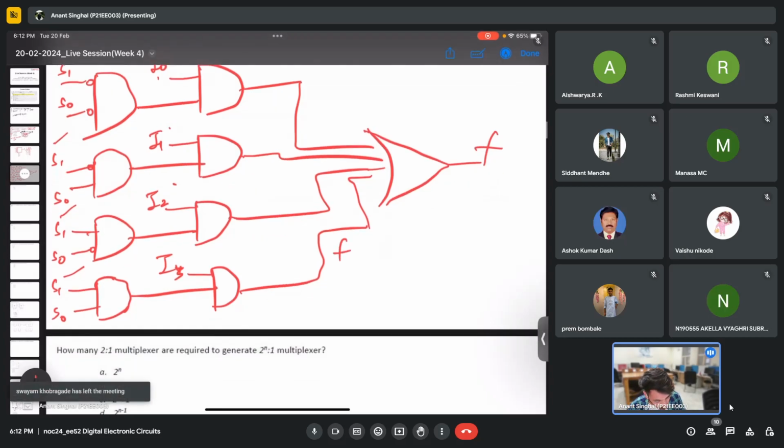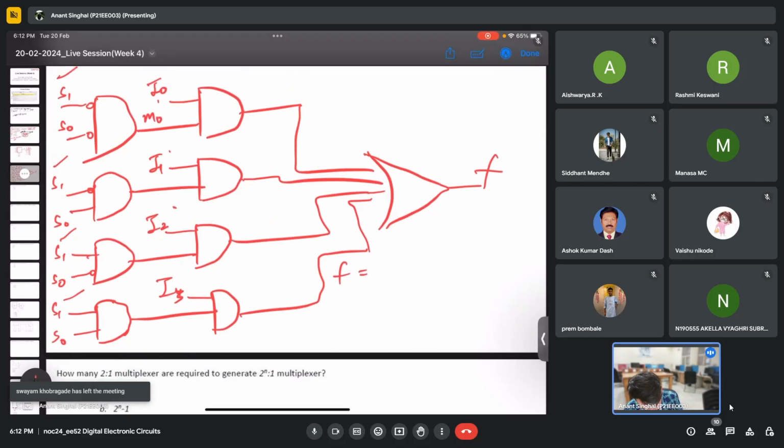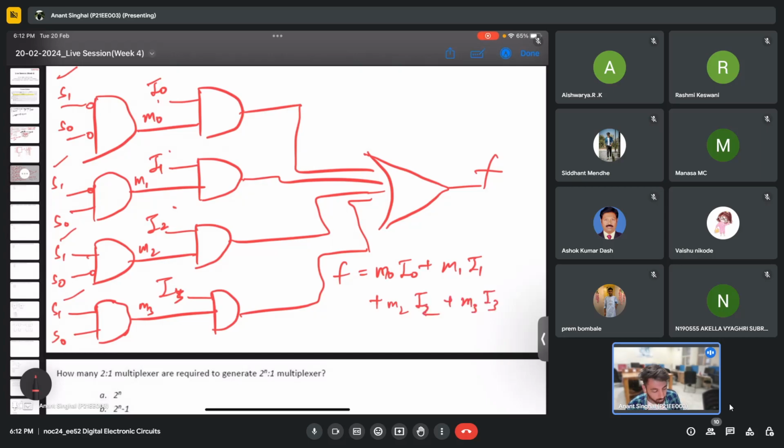And if I do the calculations now, let's say S0, I'm just making it short, so I'm writing them as m0, m1, m2, m3. So basically this F will be m0 I0 plus m1 I1 plus m2 I2 plus m3 I3. So this is how a multiplexer basically works inside a circuitry. It has several AND gates and an OR gate for the final implementation of it.